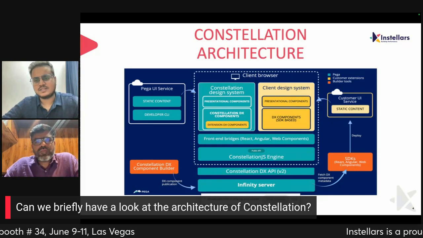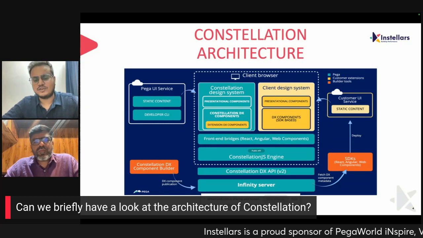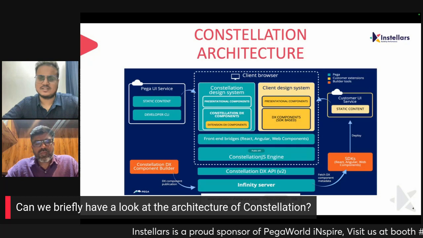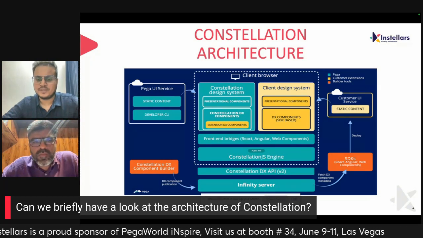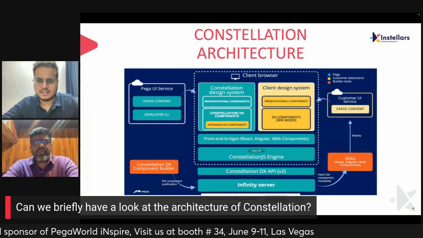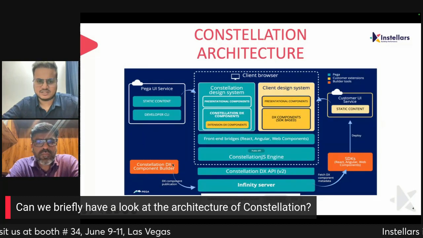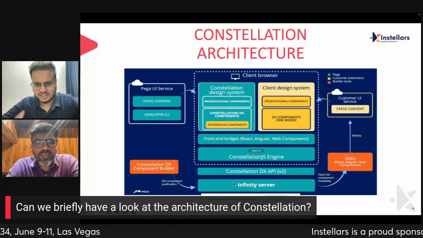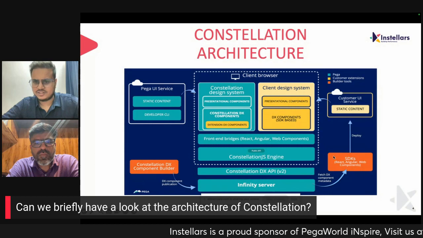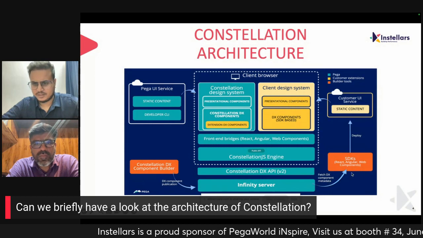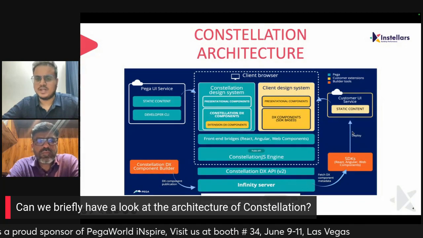And the other part is the Constellation SDK. The SDK is basically what you use to build all the custom components, a complete client design system kind of thing, which you can deploy inside the browser. If you can see, we start from left to right. On the left side you can see the Constellation DX component builder that is part of Infinity Server. One more thing, the SDK, the right one in orange, is also part of Infinity Server. We can download it from GitHub and use it to build any custom component.